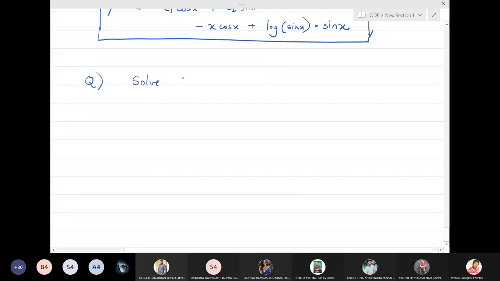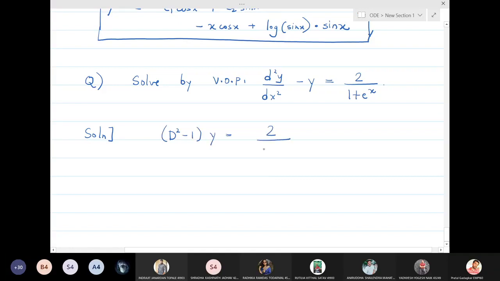By variation of parameters, d²y/dx² minus y is equal to 2 upon 1 + e^x. Solution: the differential equation can be written in the form (D² − 1)y = 2 upon 1 + e^x. So the auxiliary equation is f(m) = m² − 1 = 0. So m is equal to ±1.